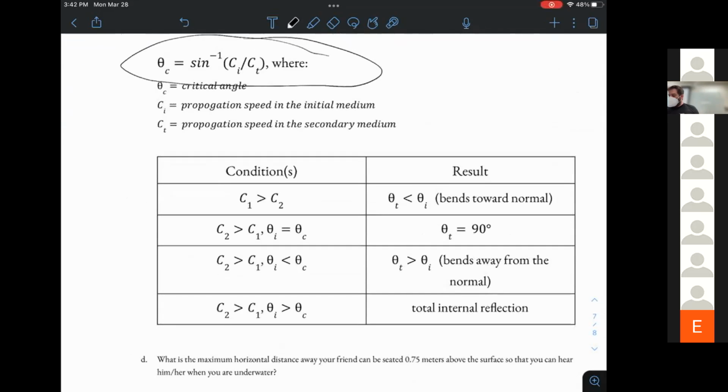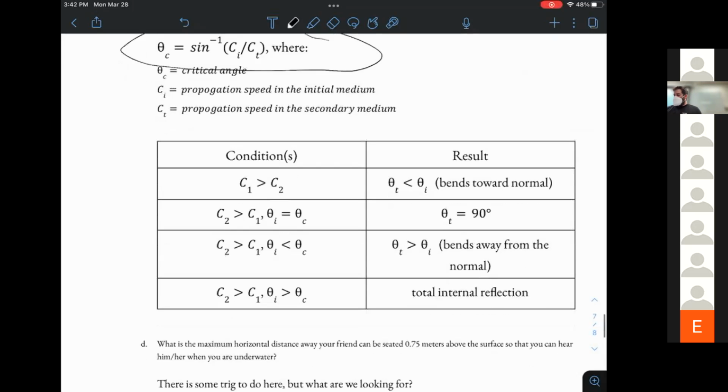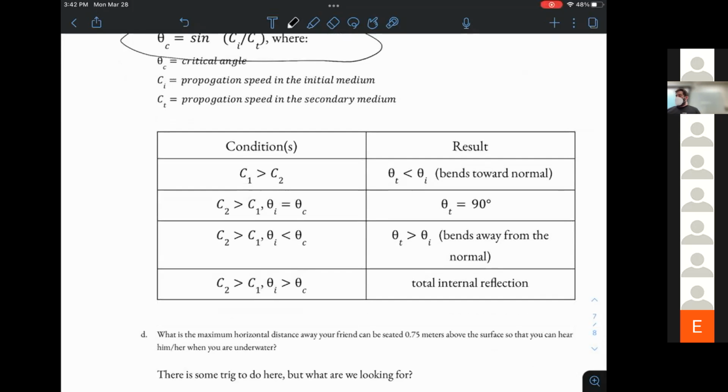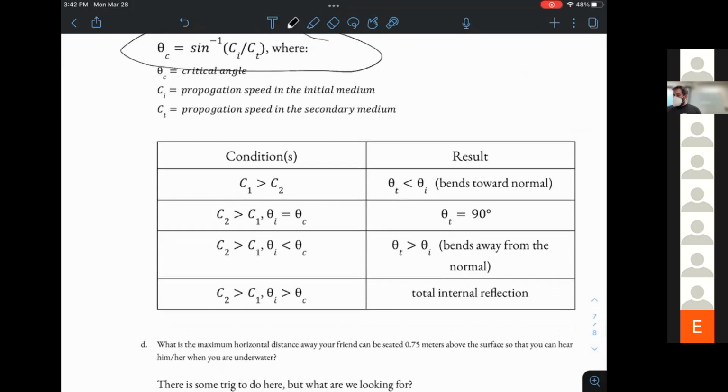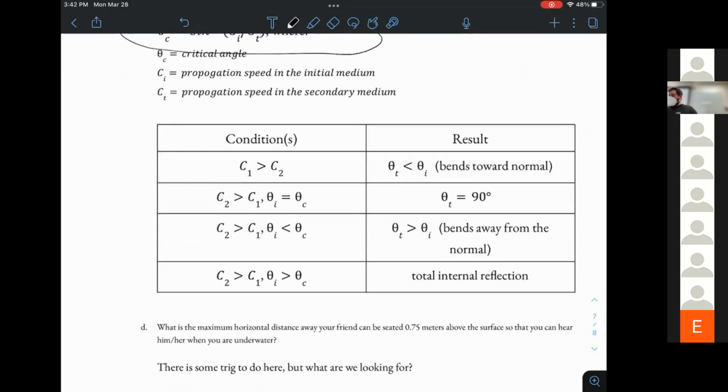All the other conditions, that's true regardless of those angles, no matter what those angles are. All the other conditions have to do with when the speed in the transmission medium, the second medium, is larger than the speed in the first medium. And then there's some caveats about how the incident angle relates to the critical angle as well. So in a condition where C2 is greater than C1 and the incident angle is the critical angle, then we're going to bend at exactly 90.